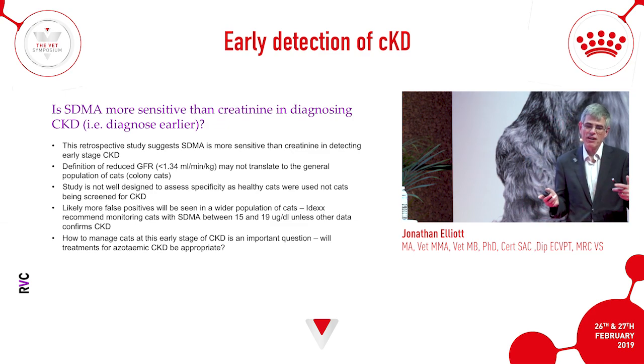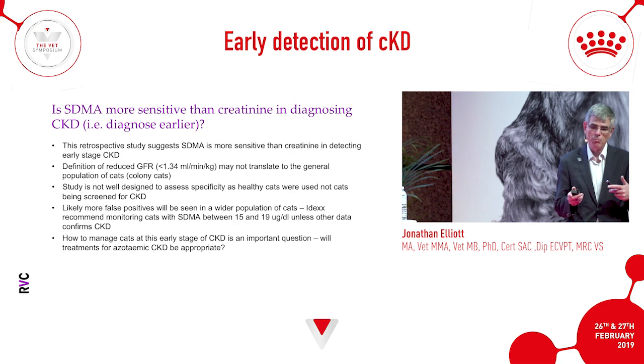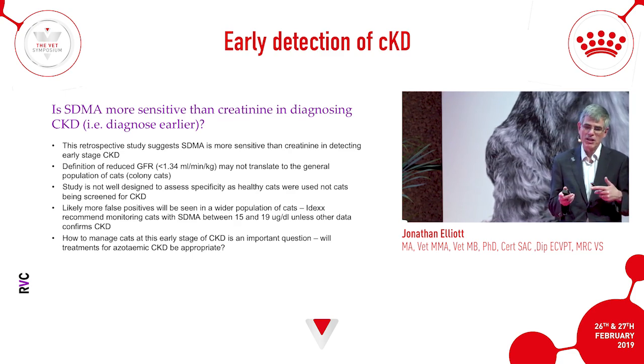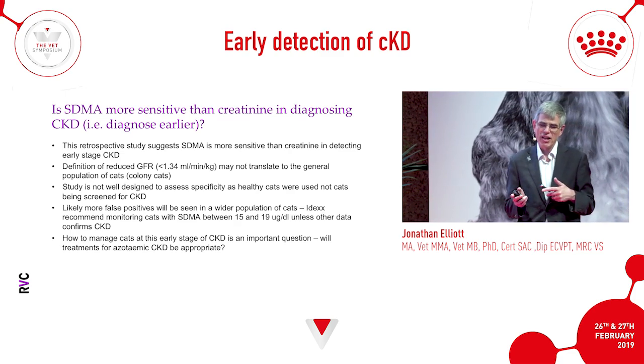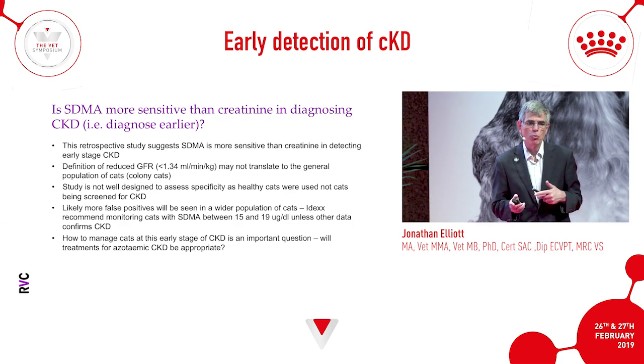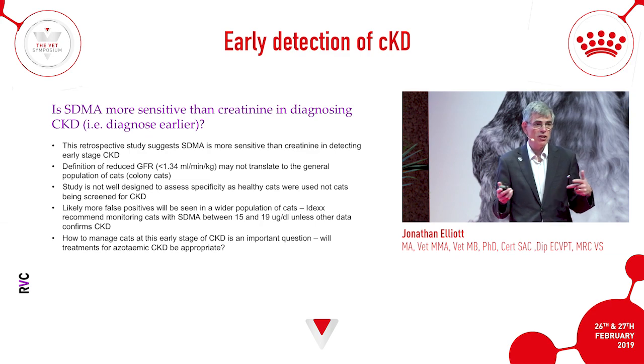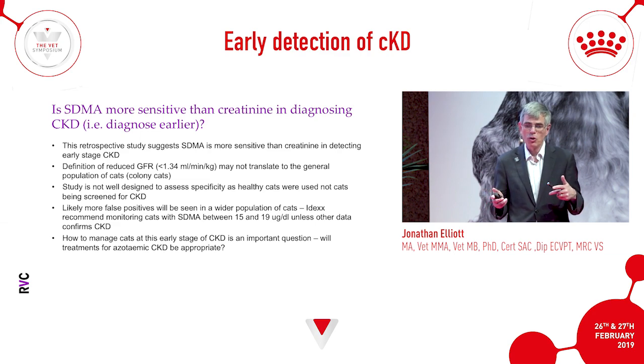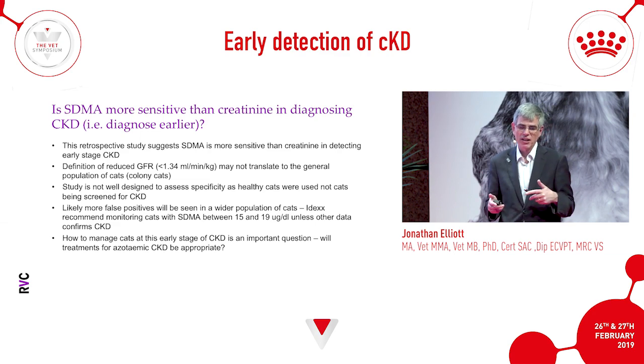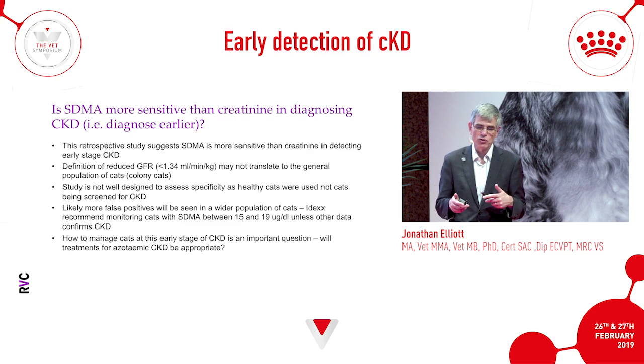I think the definition of a reduced GFR below 1.34 mils per minute per kilogram may not translate into the general population of cats, because these cats are a colony of cats. They're all eating the same food. They're treated in exactly the same way. And GFR will be influenced by a number of these factors, genetic factors as well.